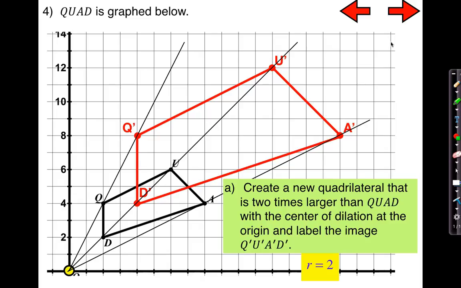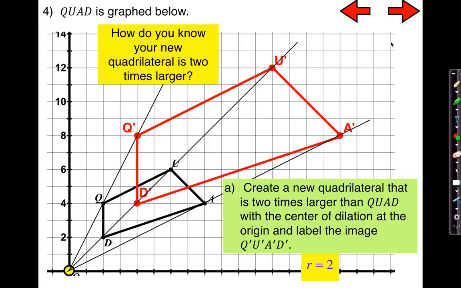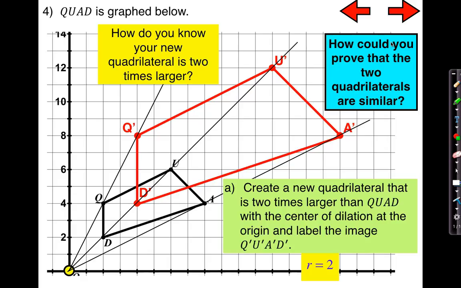So it's definitely helpful to have a coordinate rule. It's definitely helpful to know the original ordered pair, so you can go ahead and use your coordinate rule to find the new ones. So how do you know your new quadrilateral is 2 times larger? Well, we can always compare the corresponding sides, find the ratio from the large to the small, and every single ratio should be 2. How could you prove that the 2 quadrilaterals are similar? Well, you can show that all the corresponding sides have the same scale factor or that they are proportional. That will prove that they are similar.